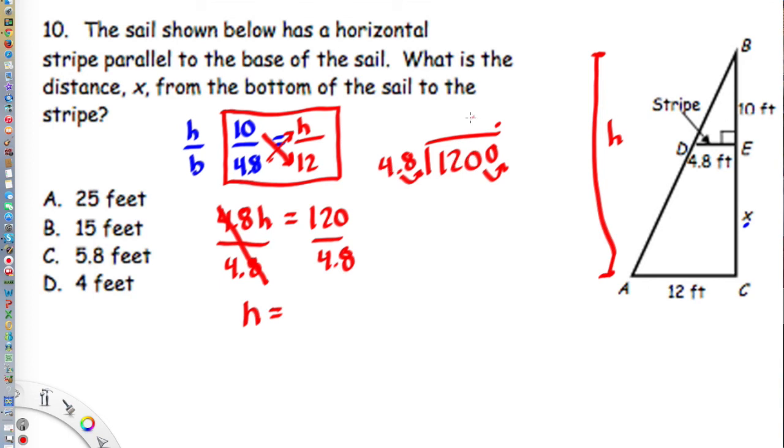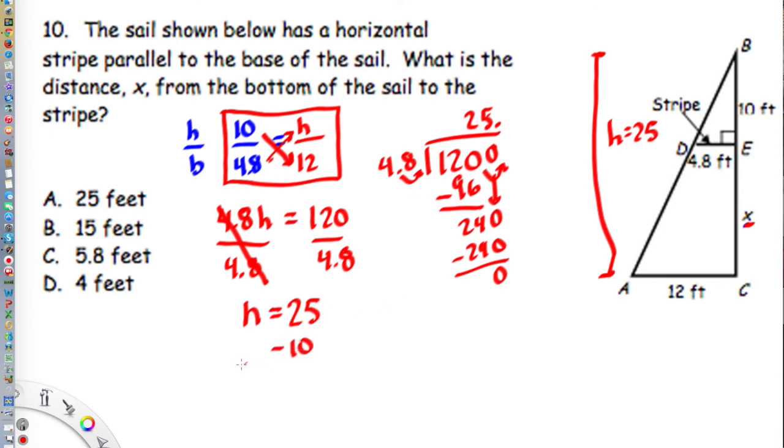48 will go into 120 two times, which is 96. I subtract and I get 24. I bring down my 0, and 48 will go into 240 exactly 5 times. 5 times 48 is 240. Okay, so the height is 25. Now that's the total height. The total height is 25, but I want to know what X is. Well, I need to take away this section here, 10 feet, so if I take 10 away, that's going to leave me with 15, and that's my answer.